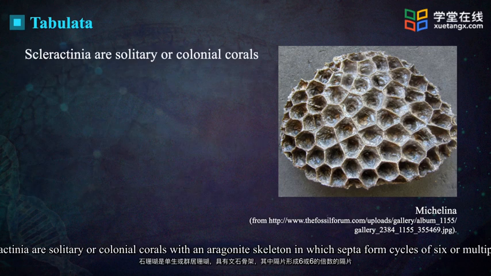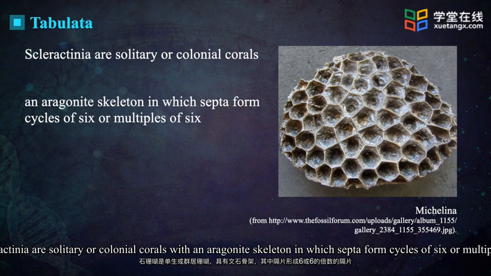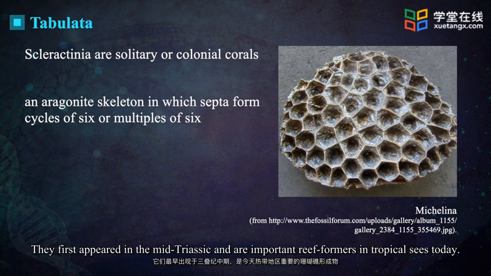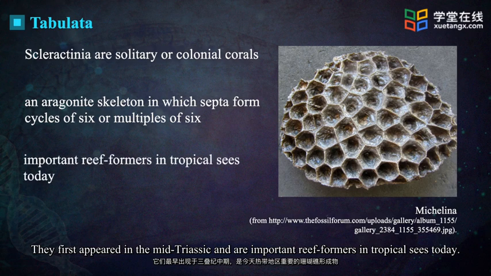The Scleractinia are solitary or colonial corals with an aragonite skeleton in which septa form cycles of 6 or multiples of 6. They first appeared in the mid-Triassic and are important reef formers in tropical seas today.